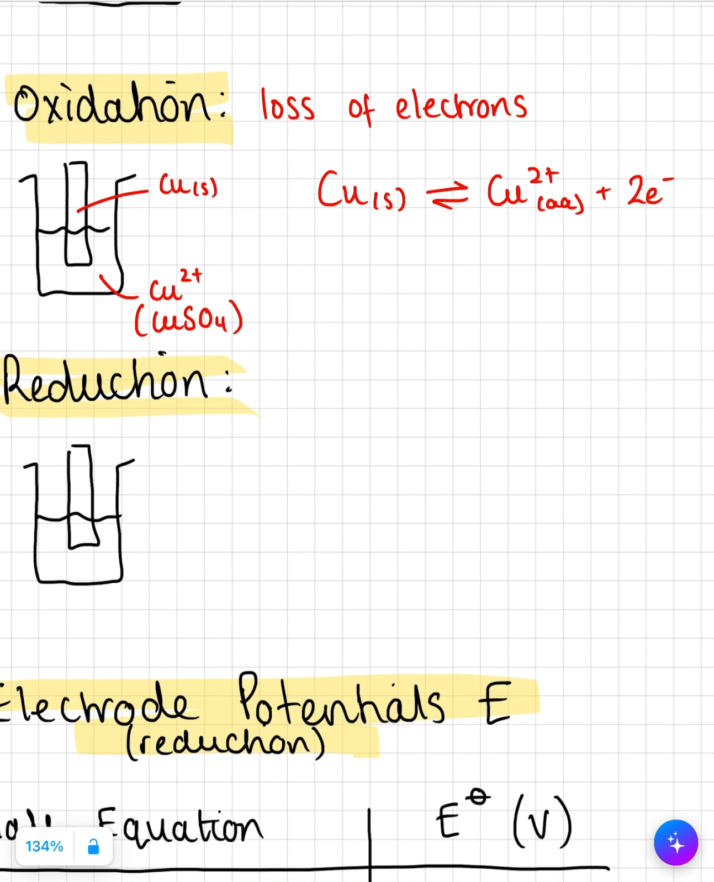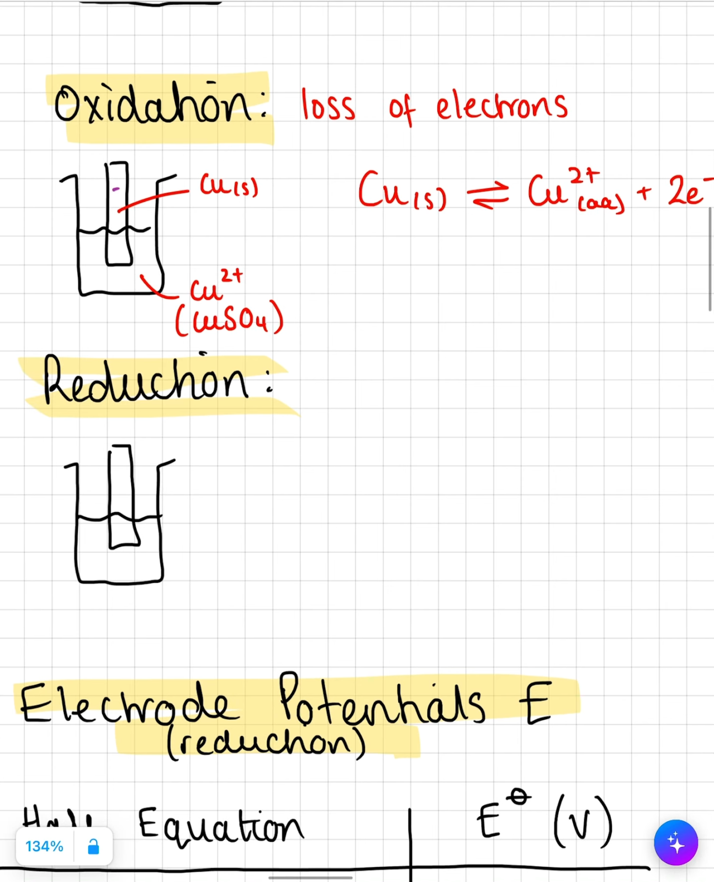Where the electrons go, they build up or accumulate on the rod, and the ions move into the solution. So our equilibrium is shifting to the right. Therefore we end up with a negative electrode and a greater concentration of copper 2 plus ions in the solution.